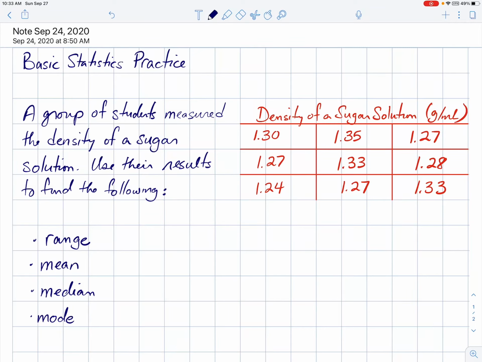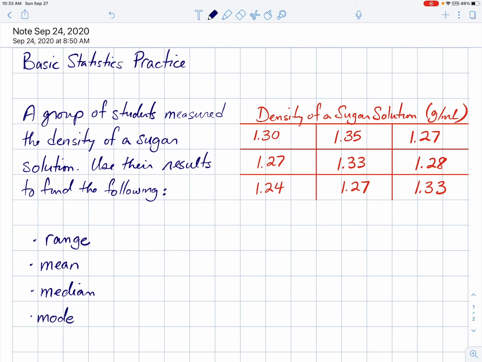Alright, in today's video we're going to practice some simple statistics that are used in grade 9 science class. We're given here a table of densities that were measured for a sugar solution, measured in grams per milliliter. We have 9 different results, and we're asked to find the following basic statistics.